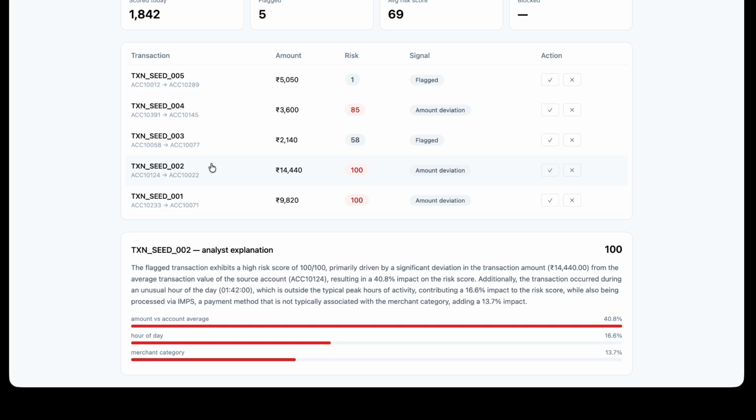Our Grok AI model then takes the SHAP signal and writes a plain English explanation: one technical version for the fraud analyst, and a simpler, reassuring version for the customer who receives a notification.